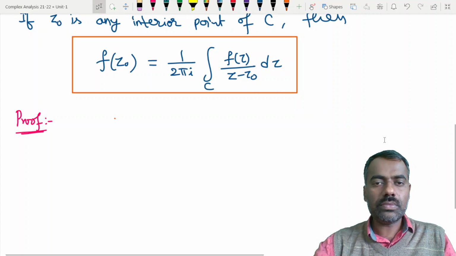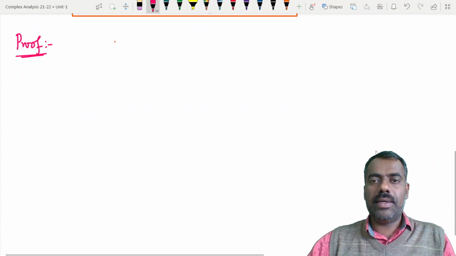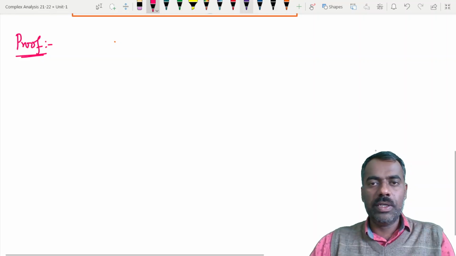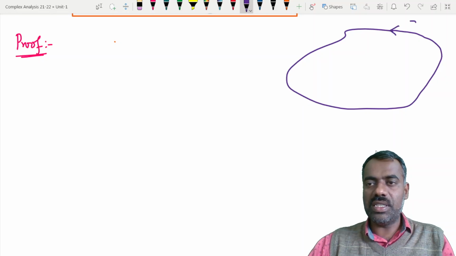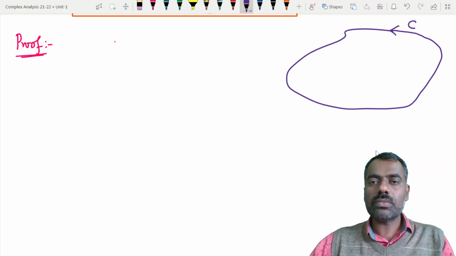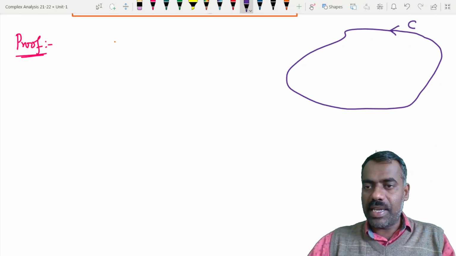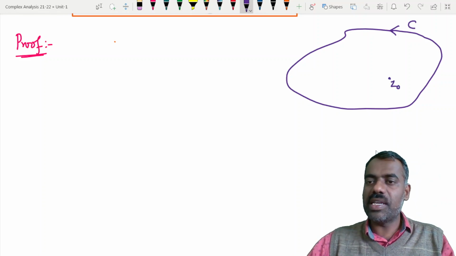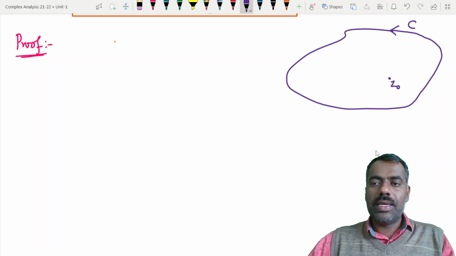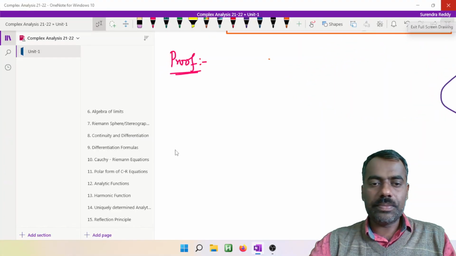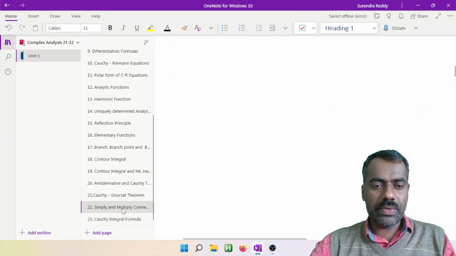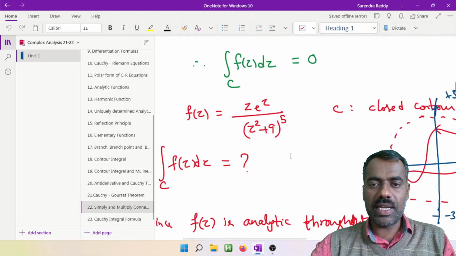Fine. So how will we do it? Let us draw the picture. Suppose this is our C, taken in the counterclockwise direction, and f is analytic on this as well as inside. Now suppose z naught is any point, an interior point of this C. Then, if you remember last class, let me show that. That is why the result which we discussed in the last class is very important.